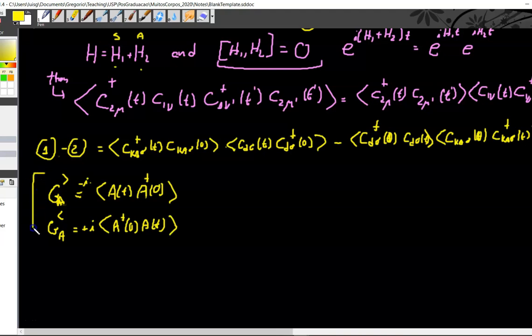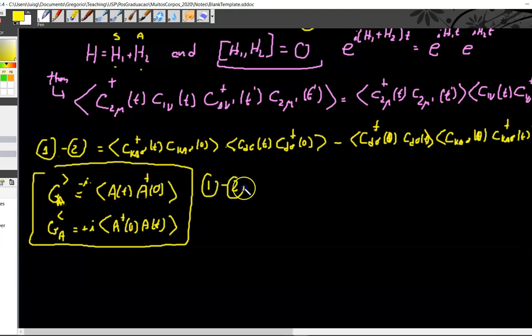So, with this in mind, I can write 1 minus 2 as the dagger. So there's going to be a plus i times minus i, which gives plus 1. So this would be the lesser Green's functions related to the operator C, K, A sigma, at 0 t. Okay, now this is important.